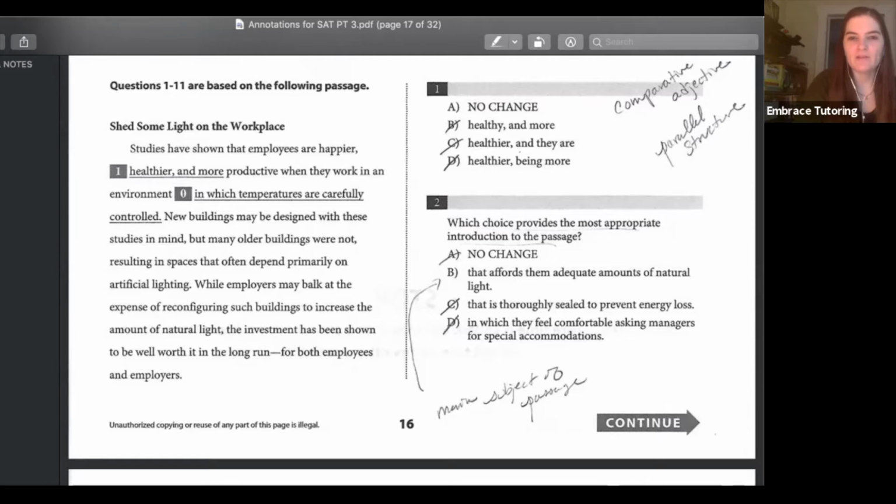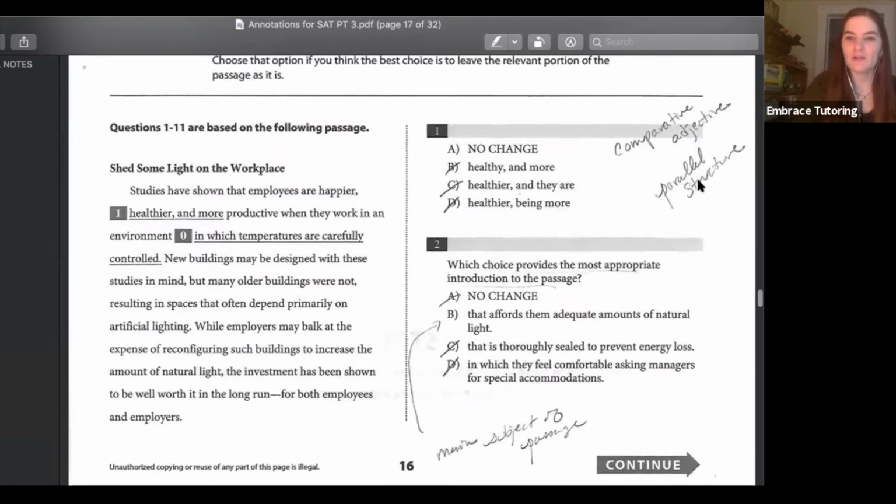I mean, aside from the lots of grammar concepts and lots of writing and editing things, the majority of the concepts of the Writing and Language test should not be foreign to you. Even if you're not really sure what parallel structure is, if you can identify whether or not this first one looks correct to you and sounds correct to you, that's really all you need.